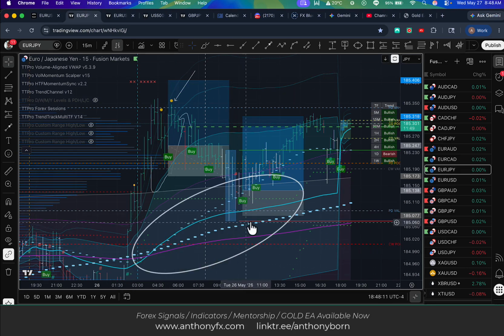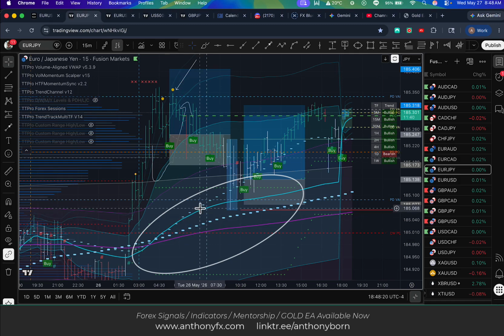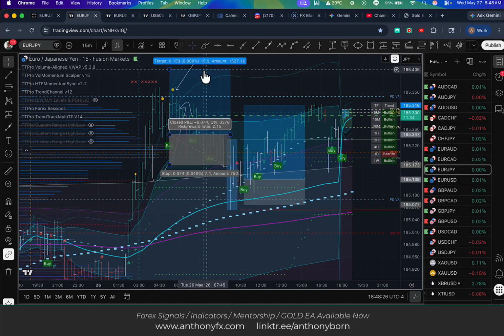So everything was stacking up with the VWAP. You can see 4 of these lines here trending up nicely. Okay, so that was the Euro Yen.